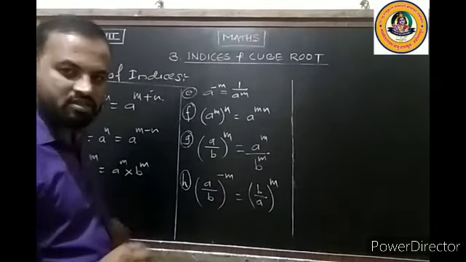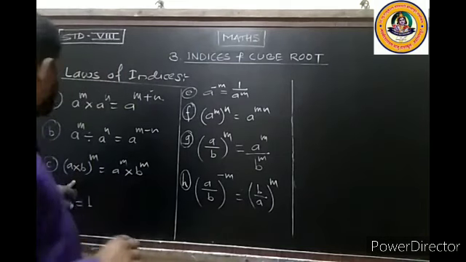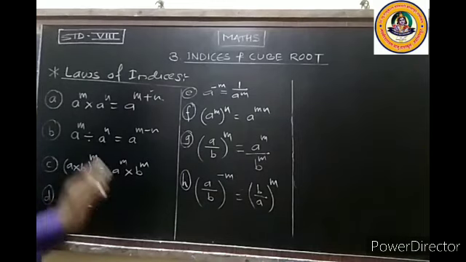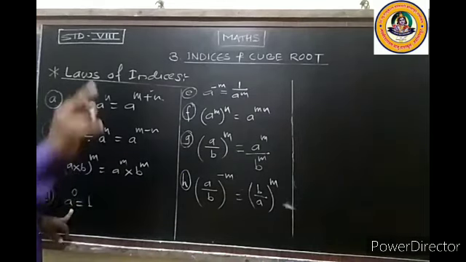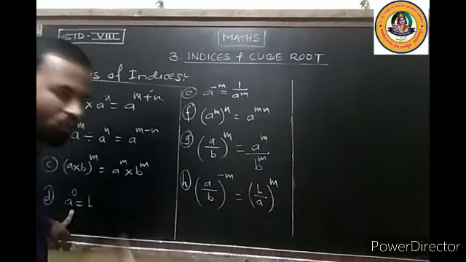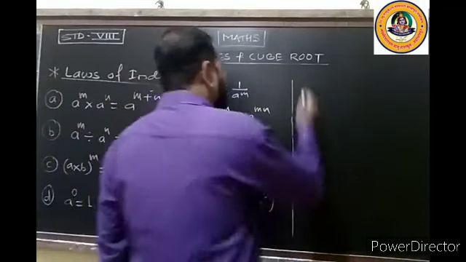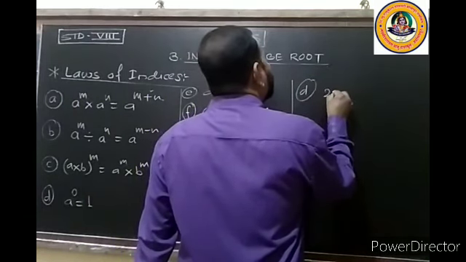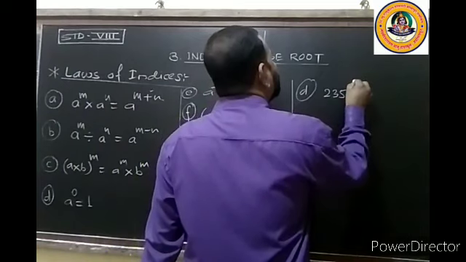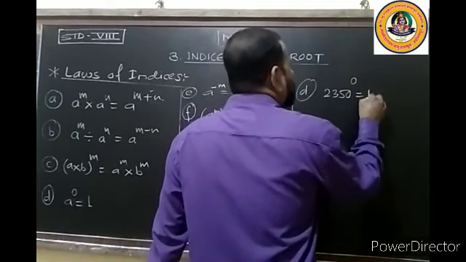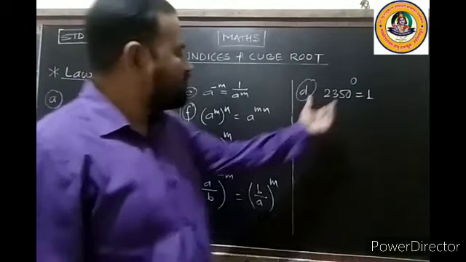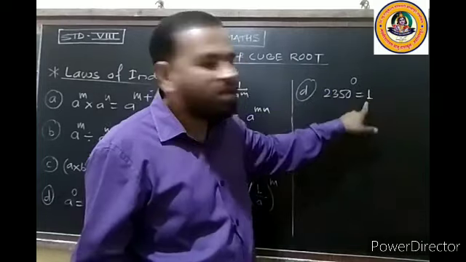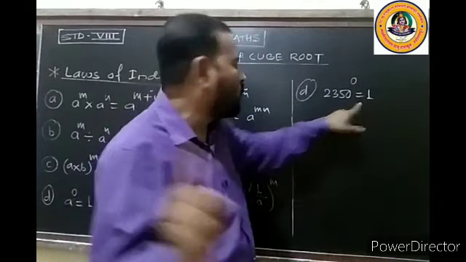The fourth law is a raised to 0 is equal to 1. That means we take any base or any number and its index is 0, that time its value is 1. We take an example, that is 2350 raised to 0, we get 1. That means the base is any number and its index is 0, we get its value is always 1.